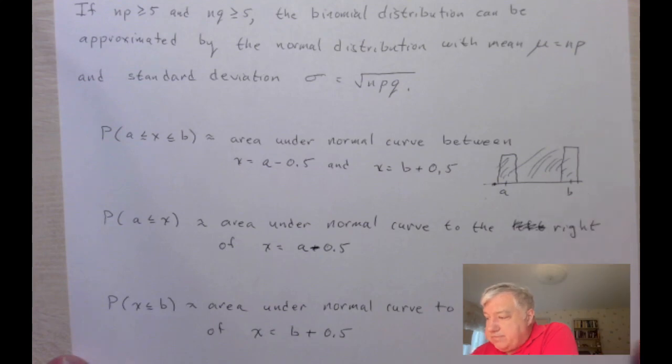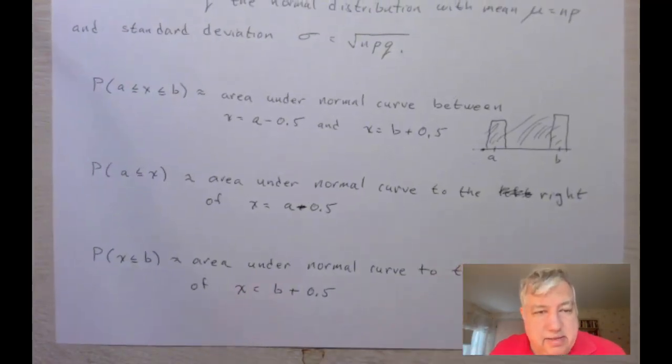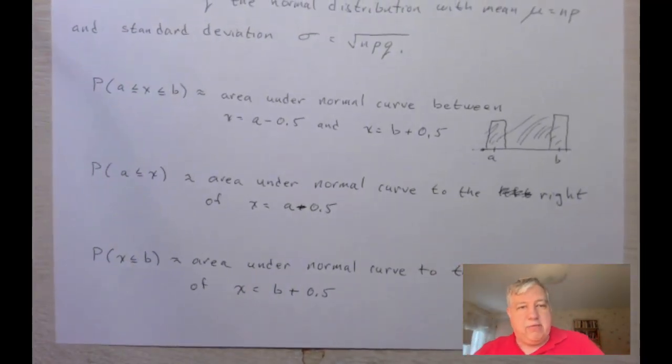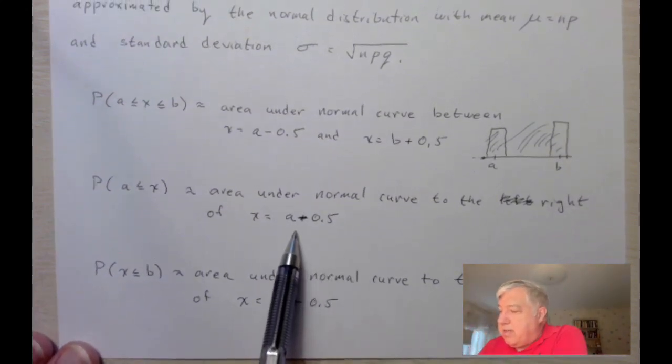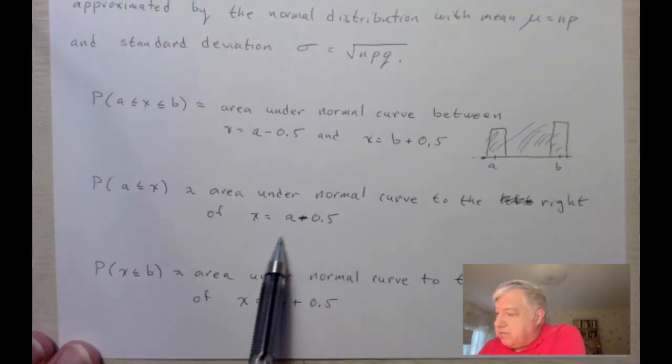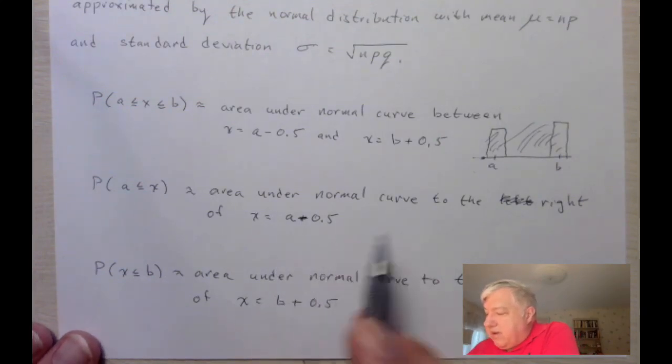If we want to talk about the probability that x is greater than or equal to a with no upper bound, then we just use the area under the normal curve to the right of a minus 0.5, right?